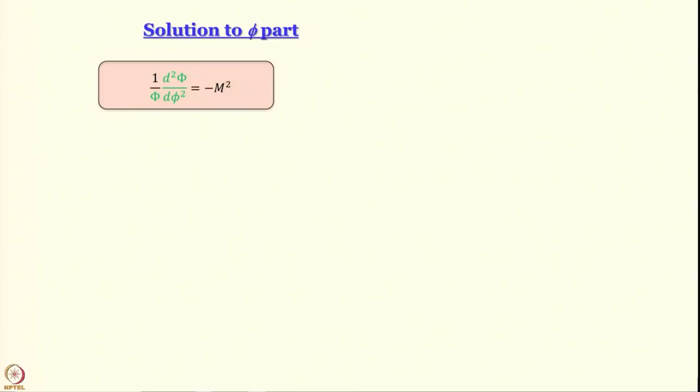So, 1 by capital phi d2 capital phi d phi 2 is equal to minus m square. This is what we have got. So, let us simplify a little bit. We can write d2 capital phi d phi 2, and now I have written d instead of del, is equal to minus m square capital phi. Okay. What is the solution to this?